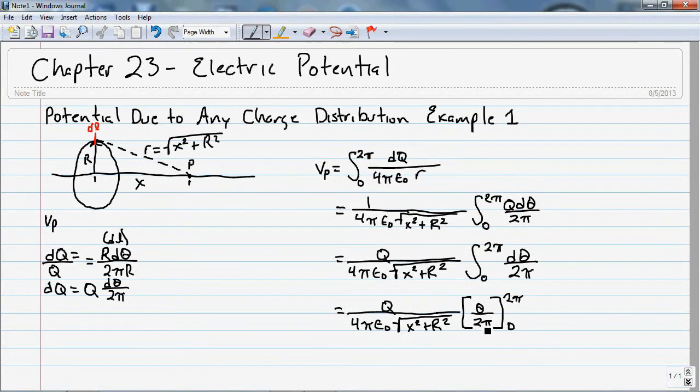Well, that just makes this integral result equal to 1, and my potential is equal to Q, the charge around the loop, divided by 4 pi epsilon naught square root x squared plus R squared. And that is our result.